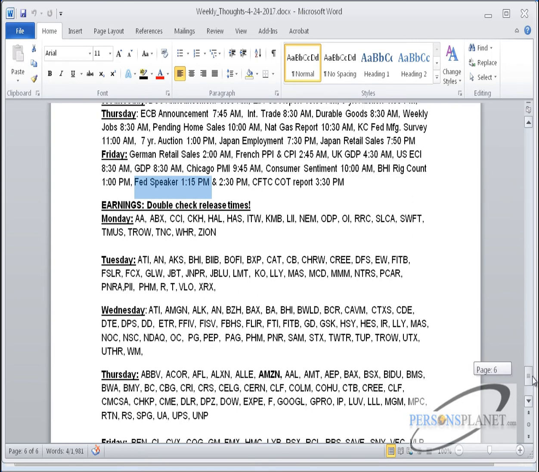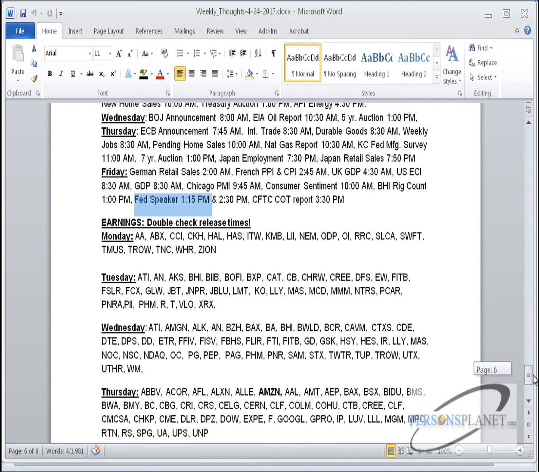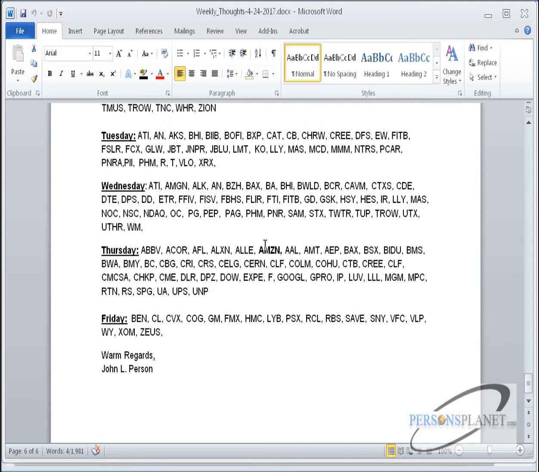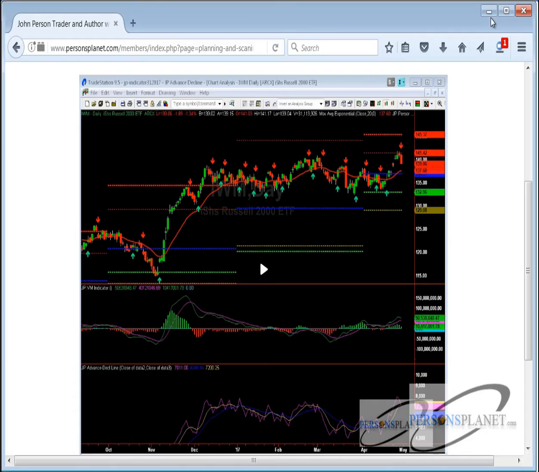Then on top of that, during the peak of earnings season, we always include what earnings are coming out and highlight the really important ones that we're looking at, for example, Amazon. So that's where you get the information, and that's a really good sampling of what the information looks like from our website.